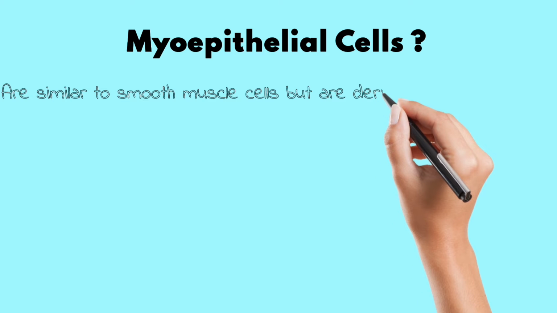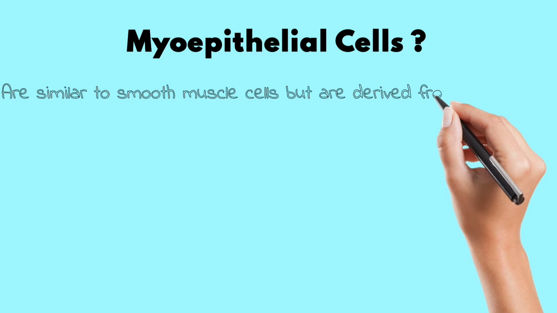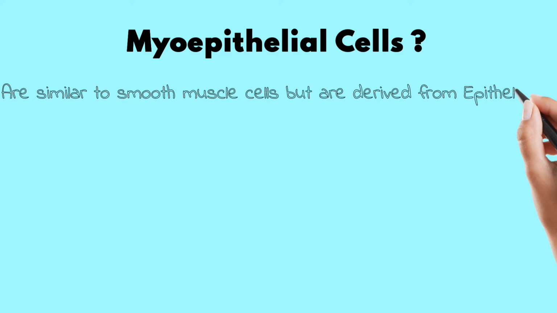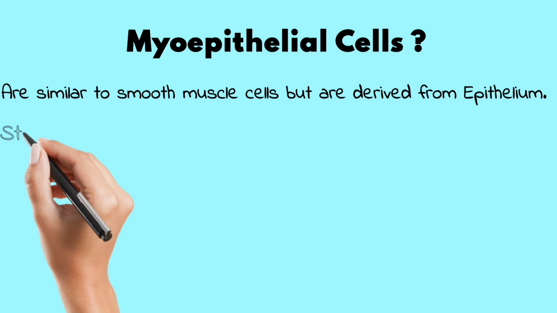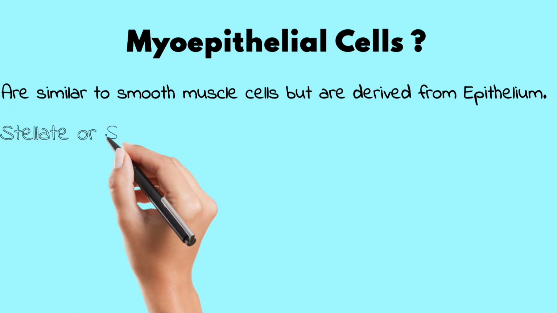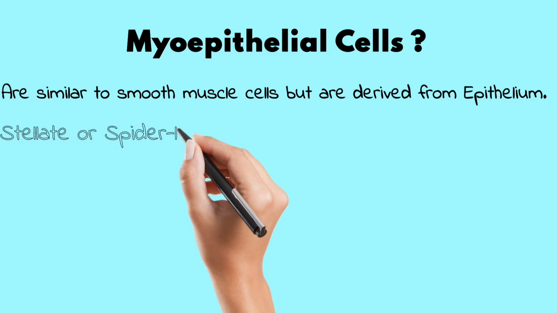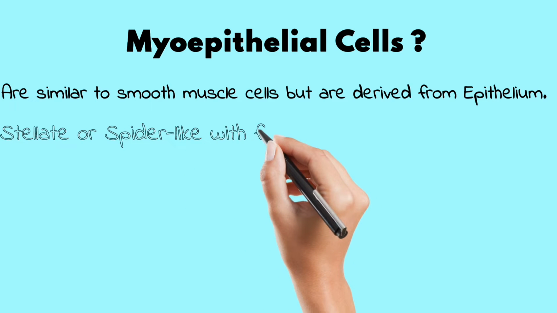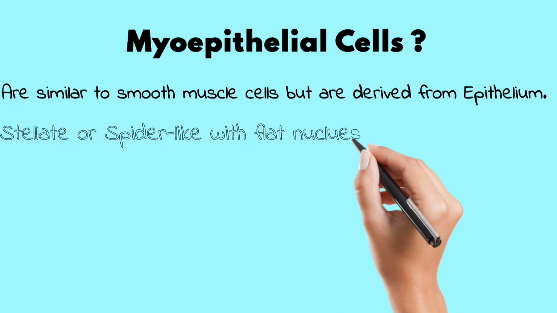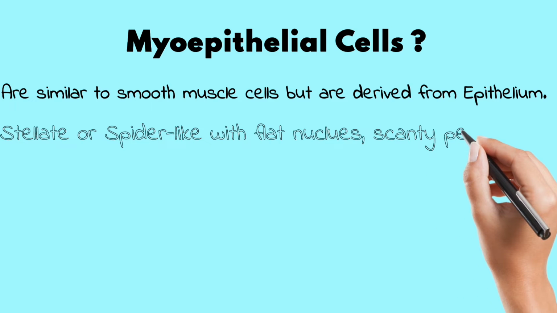Next, we need to understand a very important topic, that is, what are the myoepithelial cells. This question is very frequently asked in the viva and the exam paper, so let's study this in detail. What are these myoepithelial cells? These are also called basket cells and are similar to smooth muscle cells, but they are derived from epithelial cells. That's why they are called myoepithelial or basket cells.